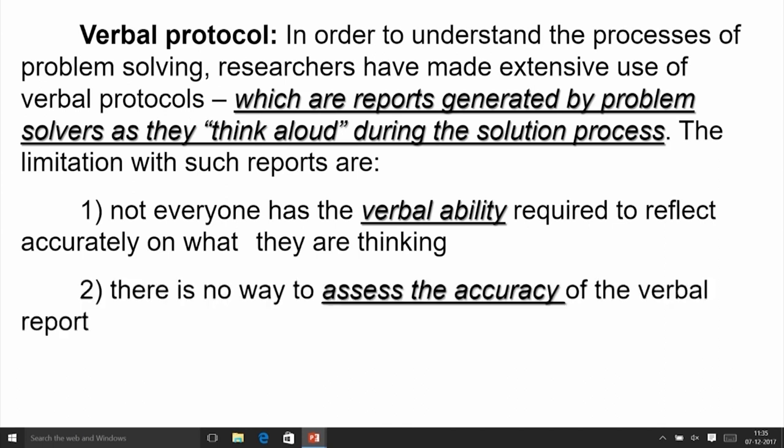speak out the problem. The second problem is that there is no way to assess the accuracy of the verbal report. Somebody may say something and be doing something else. There is no way to tell if people are lying or cheating, deliberately or indeliberately, or whether they are reporting the right technique of how they are solving the problem. So, there is no way of accuracy testing.